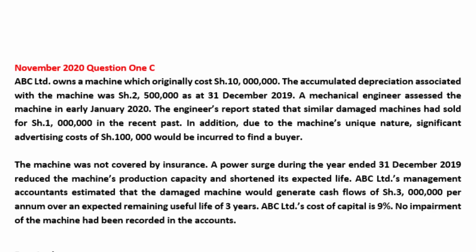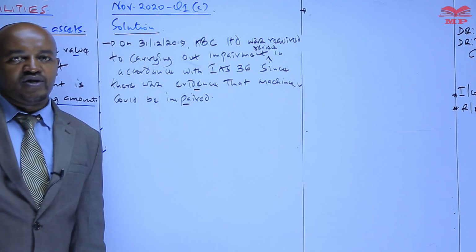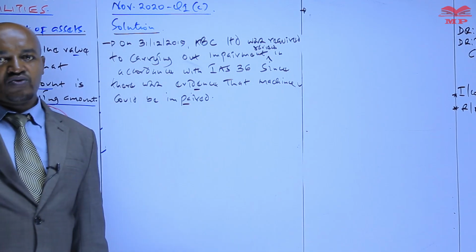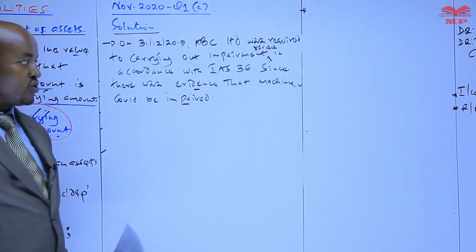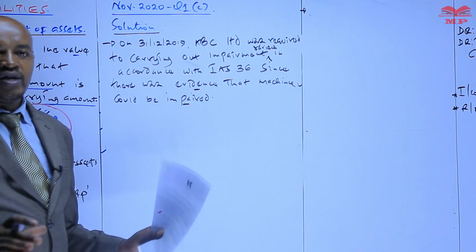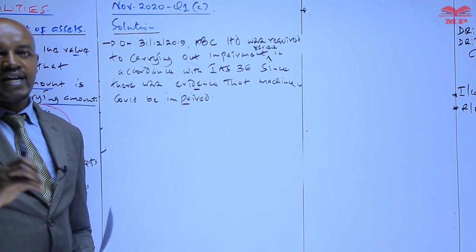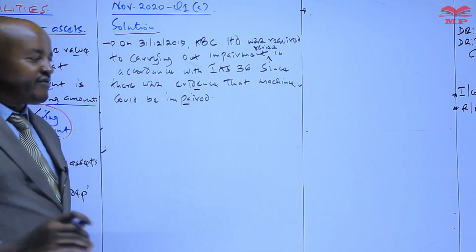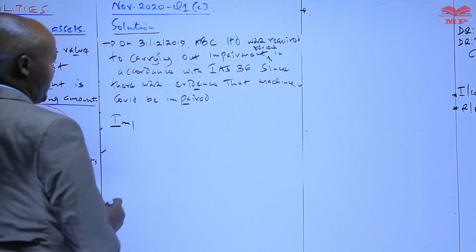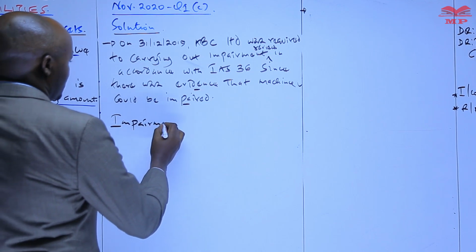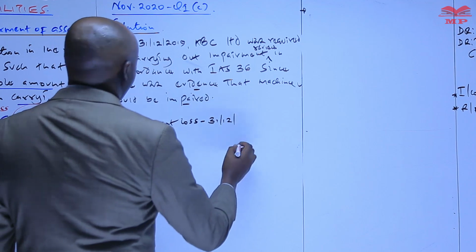Whenever the company is carrying out the impairment review, it is expected to compare two values, the recoverable amount and the carrying amount. So as far as this machine is concerned, we need to determine those two values, and then we check whether the recoverable amount is less than the carrying amount. If that is the case, then we proceed and determine the impairment loss. So this impairment loss on this machine will be determined on 31st of December 2019.